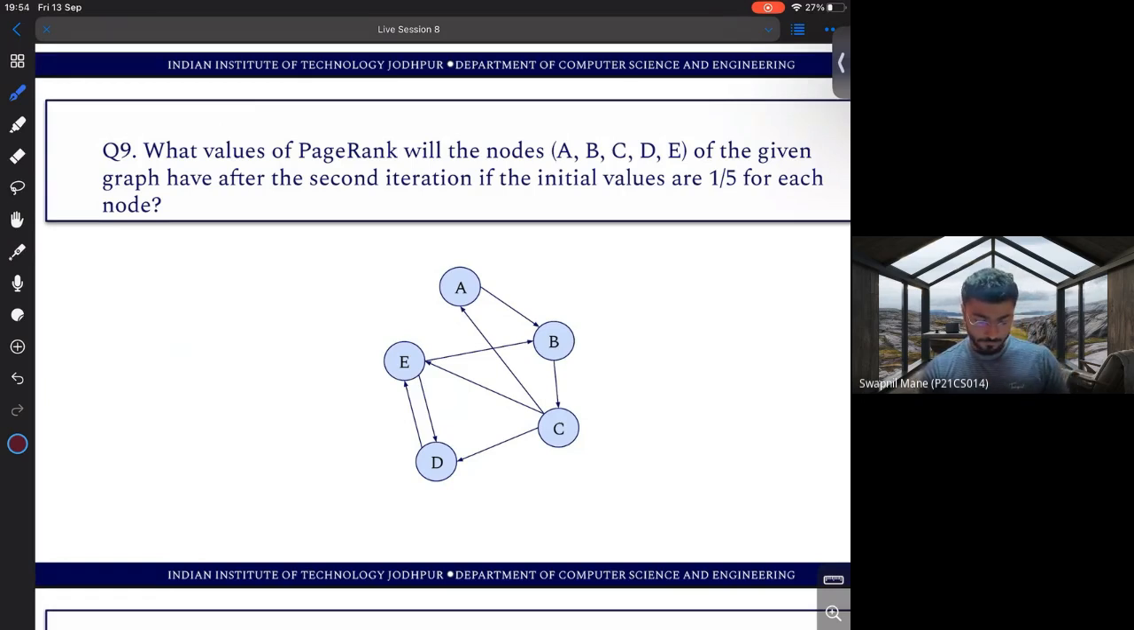This one is about PageRank calculation using matrix multiplication, or we can put the values in an Excel sheet and see how exactly the node values are updating. What does the question say? Let's see what PageRank values the nodes A, B, C, D, E, the 5 nodes of the given graph, have after the second iteration, if the initial values are 1 by 5 for each node.